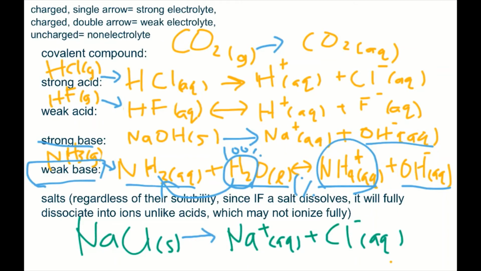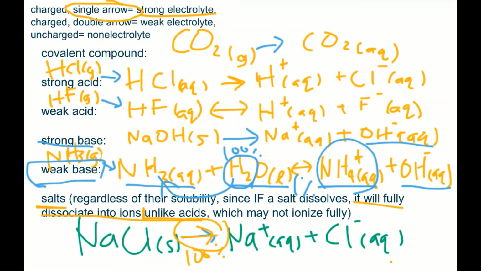So let's now go back to our list. All ionic compounds, which are salts, will fully dissociate into ions in water. And because they dissociate completely into ions, they are called strong electrolytes, because a strong electrolyte is a substance that completely dissociates or ionizes into ions, and thus it's a single arrow. So here we have a single arrow indicating that this process only goes one way, and it goes nearly 100%. So that's what a strong electrolyte is.